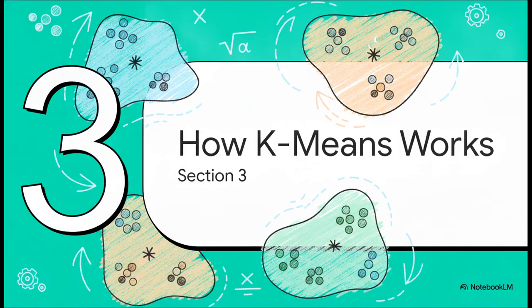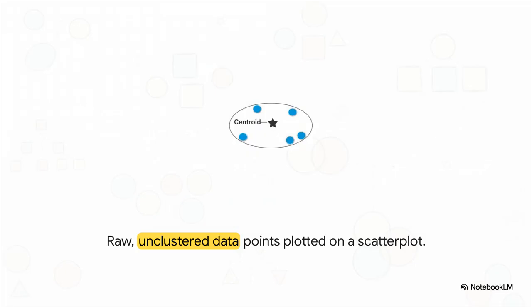All right, Section 3, How K-means works. Let's pop the hood on the most popular clustering algorithm in the world and walk through exactly how it gets the job done. Like any good data project, it all starts with data collection and pre-processing. But once the data is cleaned and scaled, the algorithm begins by examining completely unclustered data. Imagine just a bunch of dots scattered randomly in a multidimensional space. There's zero structure, no grouping, just raw information waiting to be organized.